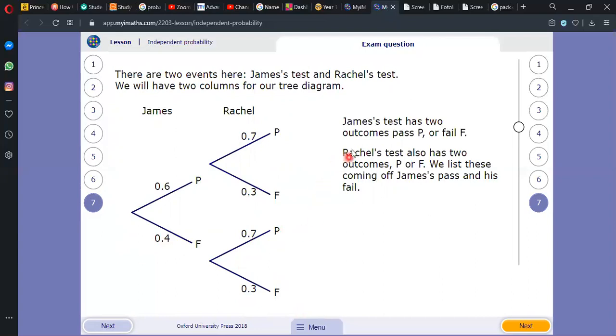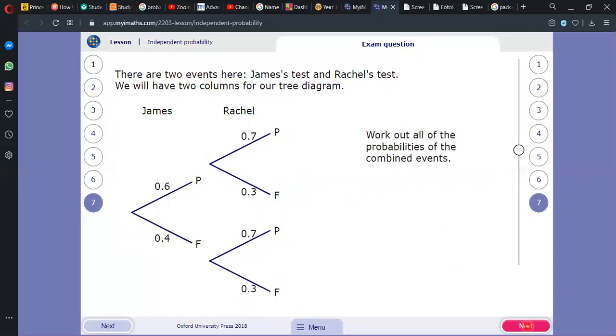So James' test has two outcomes, pass or fail. Rachel's test also has two outcomes, pass or fail. We list this outcome, we list these coming off James' pass and his fail. That means you have to do it coming out of both branches of James. Okay. Now, work out all the probabilities of the combined event one by one.